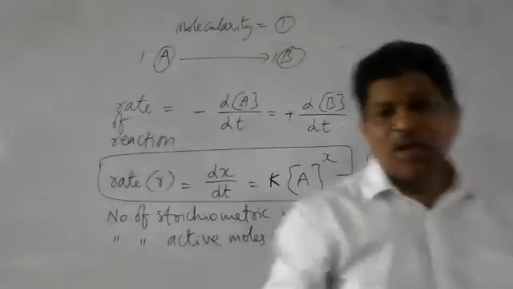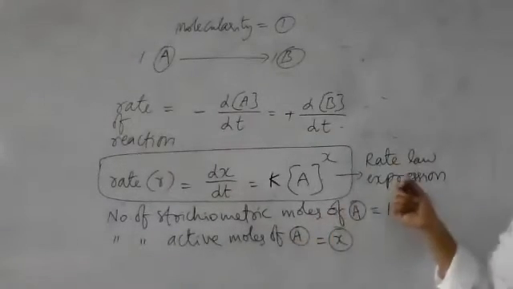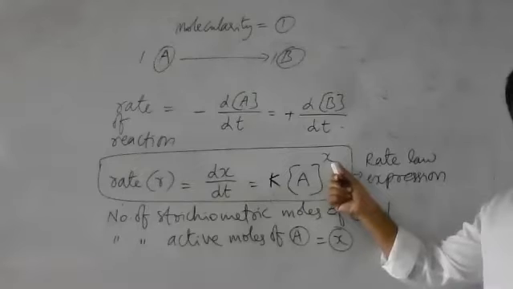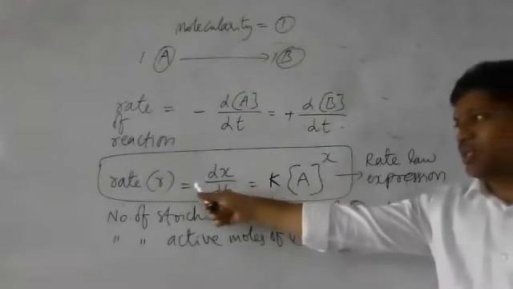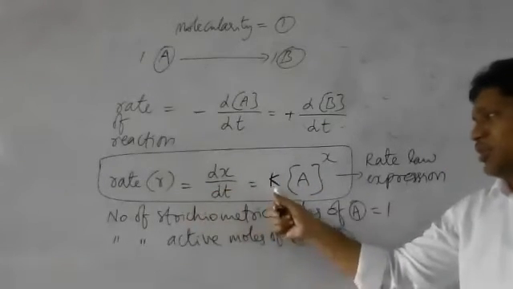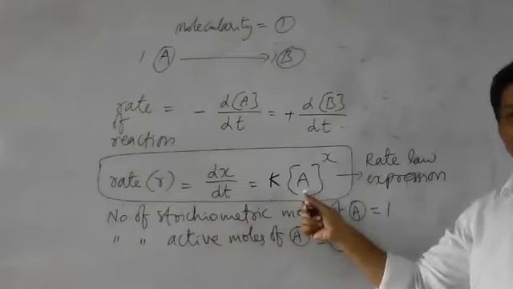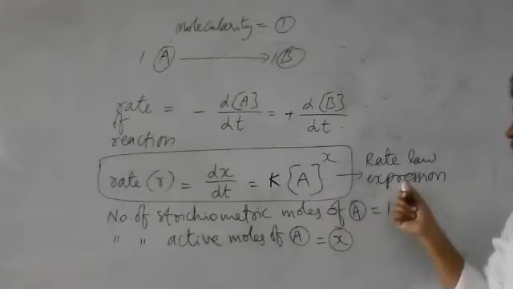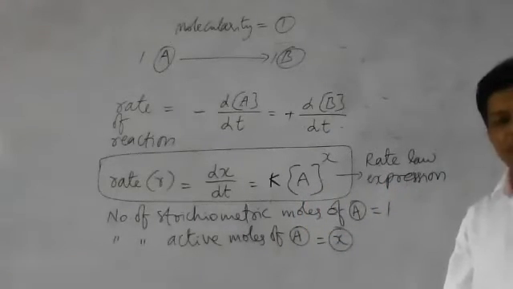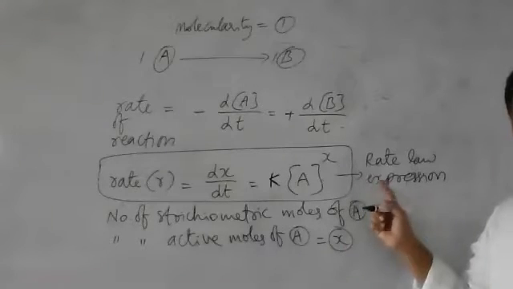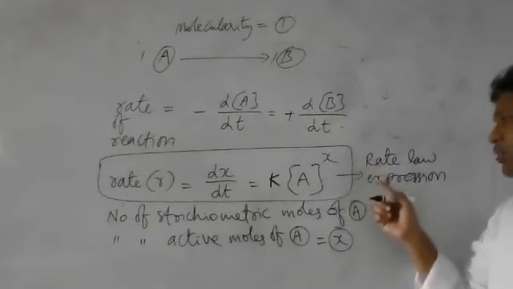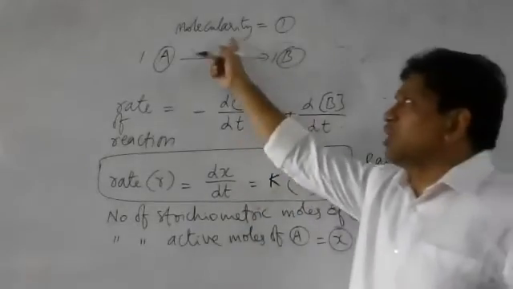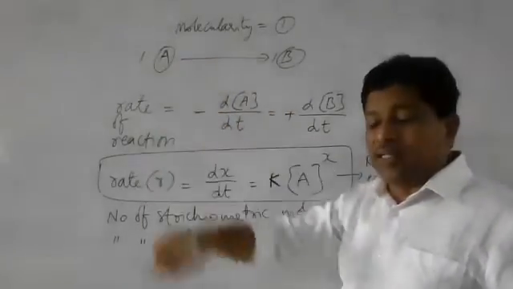So what is the meaning of rate law expression here? Whatever we write for the rate and rate constant in terms of the concentration of reactants, we say that equation is the rate law expression or rate law equation. From this rate law expression only we can get the order of reaction. But the molecularity of reaction can be obtained by looking at the balanced equation.